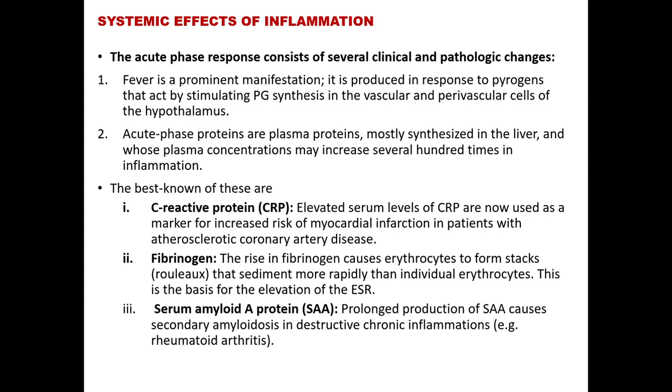Fibrinogen: the rise in fibrinogen causes erythrocytes to form stacks or rouleaux, like a roll, that sediment more rapidly than individual erythrocytes. So this is the basis for the elevation of erythrocyte sedimentation rate. Also important is serum amyloid A protein. Prolonged production of this protein causes secondary amyloidosis in destructive chronic inflammation, such as rheumatoid arthritis. So it is very important.